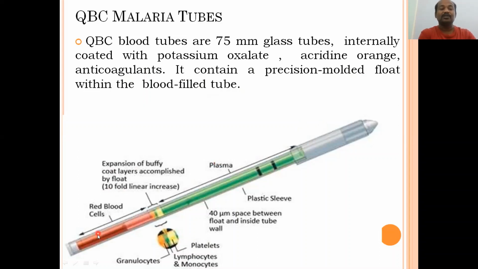Once this tube is centrifuged, the blood components will be separated according to density. The dense material like RBCs will be in the lower part. Then other cellular components like platelets, lymphocytes, monocytes, and granulocytes will be in the middle. Then plasma fluid will be in the upper layer of the QBC tube. The malarial parasites are usually present in the less dense cellular component, among the platelets, lymphocytes, monocytes, and granulocytes.